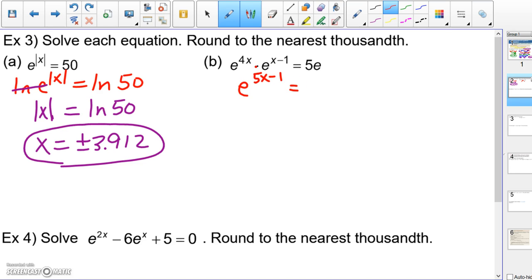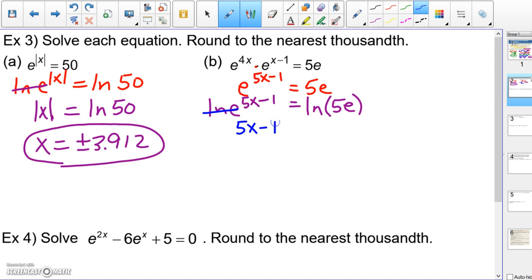So e to the 5x minus 1 equals 5e. Now, if you want to get rid of that base e, I think the easiest thing to do at this point is take a natural log of both sides. So natural log of e to the 5x minus 1 equals natural log of 5e. The natural log of the e is going to cancel out and leave me that exponent, 5x minus 1, on the left side, but on the right side, it doesn't cancel out and give me 5. It's going to do something else.